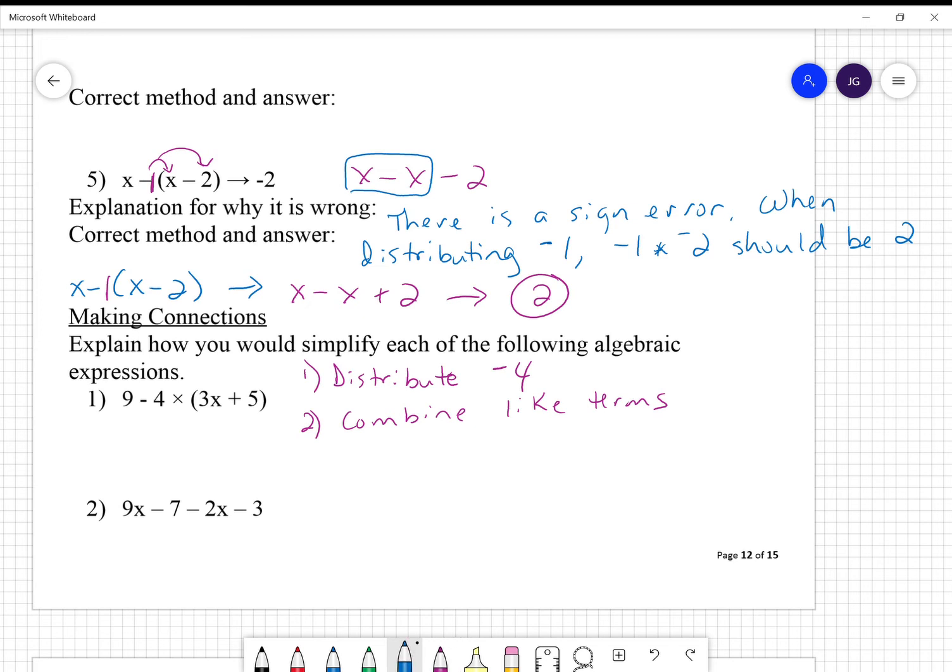In number 3, there's no parentheses to distribute. I would combine like terms. And I could even get more specific, combine like terms, 9x and -2x. Let me write it this way. 9x with -2x and -7 with -3.